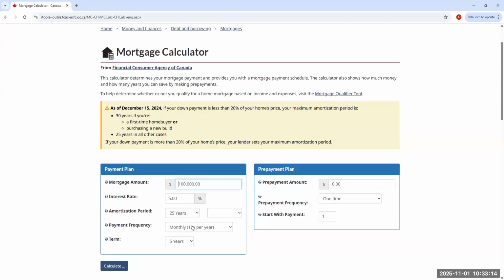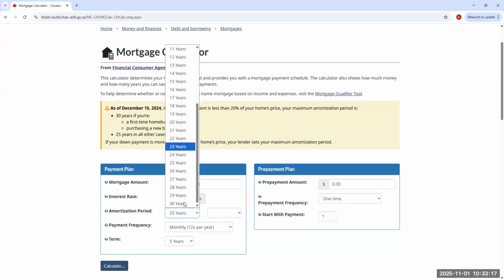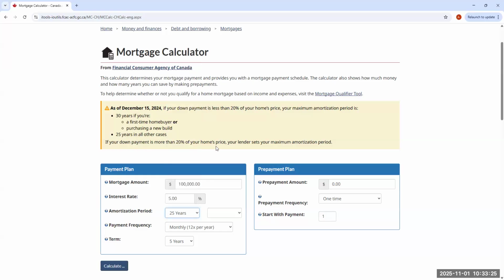First, we can go with the 30 years mortgage if you want, amortized over 30 years, but we're going to stay over 25 years. If your down payment is more than 20% of your home price, your lender sets the maximum amortization period. If the down payment is less than 20% of your home price, your maximum amortization period is 30 years. If you are a first home buyer or purchasing a new build, it's 25 years in many other cases, but that will be up to the financial institutions.